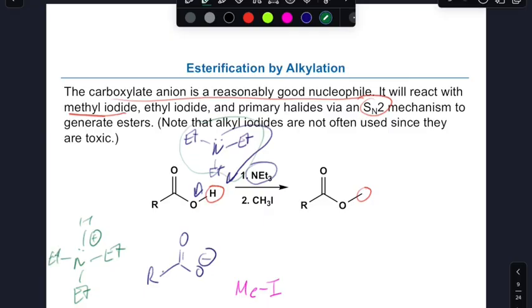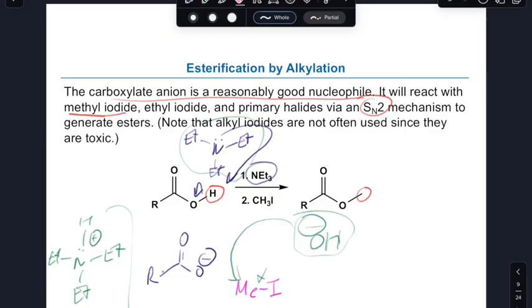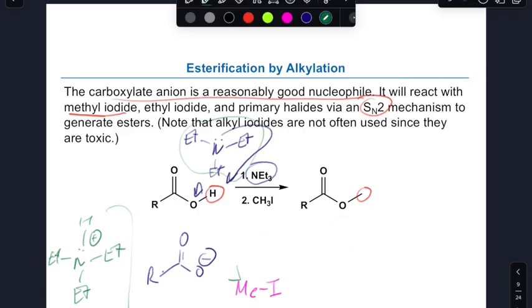Now, the reason we want a simple base like this: if we use something else like, let's say, hydroxide, hydroxide can act as a base, but because it's anionic, it's a pretty powerful nucleophile, and it'll actually start to compete with this addition. So this is why for these kinds of alkylations, we're going to use relatively weak bases, usually these tertiary amine bases, in order to selectively form the carboxylate, and that becomes my SN2 nucleophile to get my desired product.